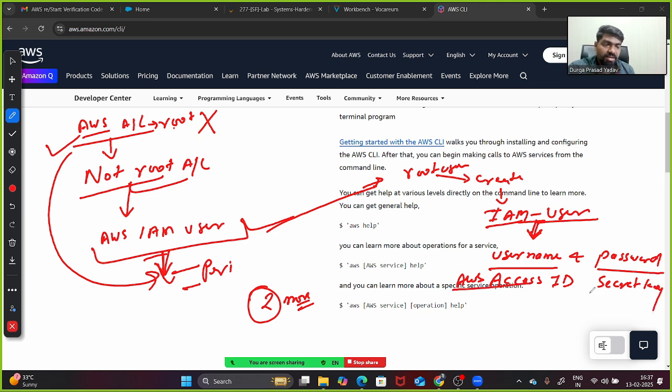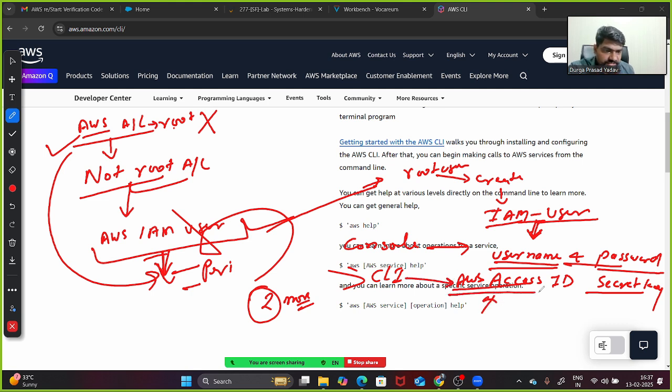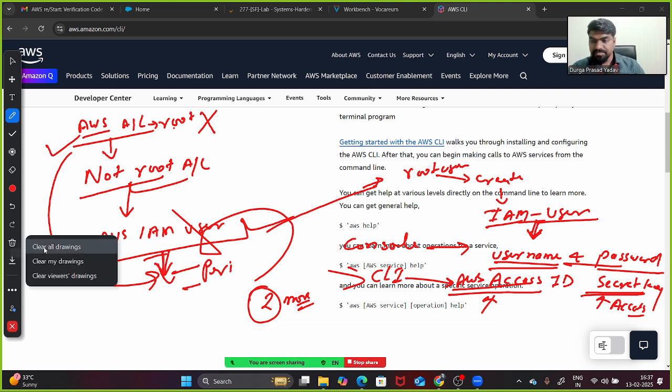So you can compare. Suppose you are using the console, then you have to use a username and password. And if you are using the CLI, then your username will be your AWS access ID and your password will be your secret access key. Are you getting my point, guys? Once you create the IAM user, at the same time you can also create the access ID and secret access key.